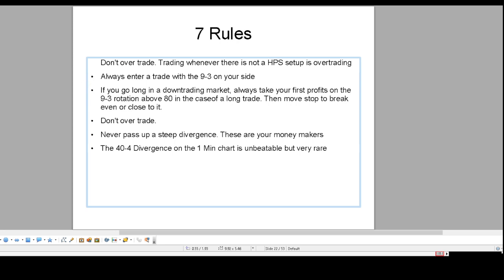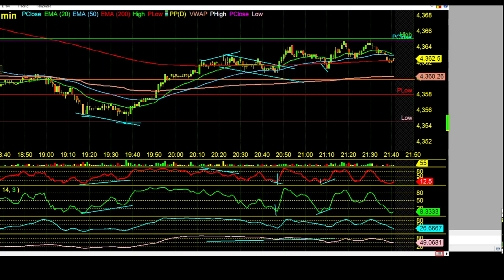Number 2, always enter a trade with the 9-3 on your side. And again, we just talked about that. This is a very simple strategy. It's based off of our quad rotation, multiple time frames. We have 4 time frames here where we're looking at the 9-3, the 14-3, the 44, and the 60-10. That 60-10 is our bigger time frame.